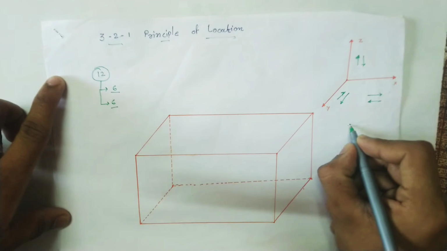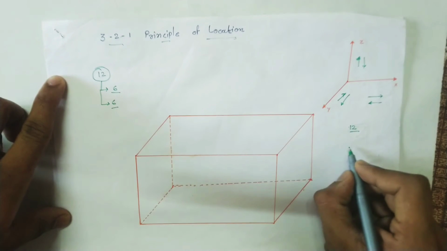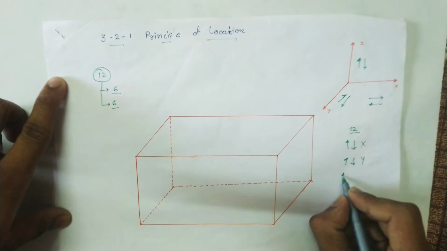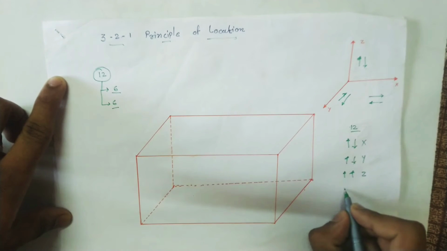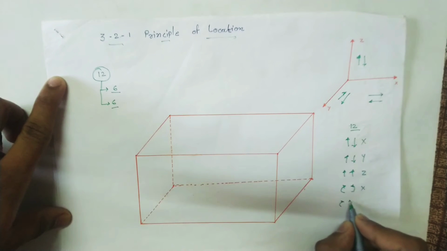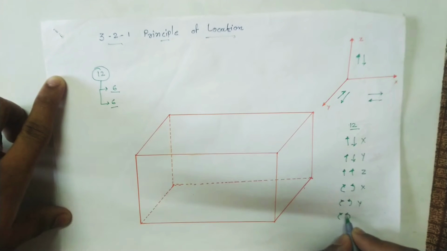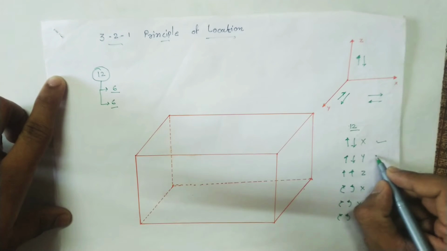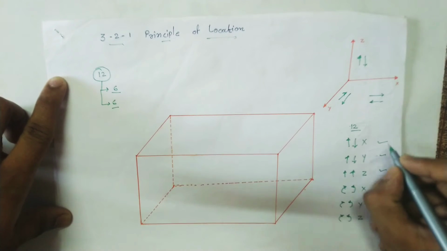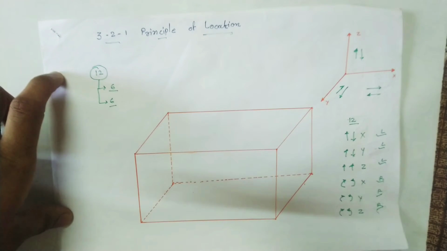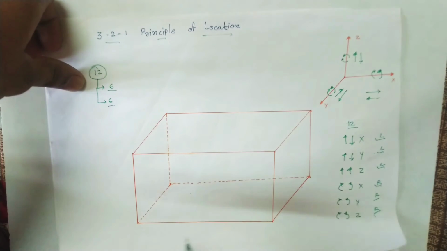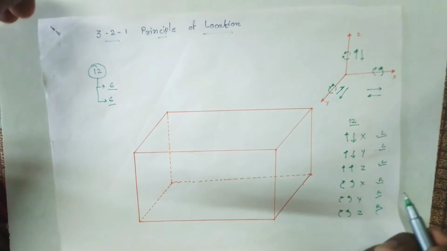Of the 12 degrees of freedom, positive and negative x, positive and negative y, positive and negative z, and clockwise and anti-clockwise about the x direction, clockwise and anti-clockwise about the y direction, clockwise and anti-clockwise about the z direction. These 6 are linear and these 6 are rotational. For a workpiece, each direction of movement is considered 1 degree of freedom.